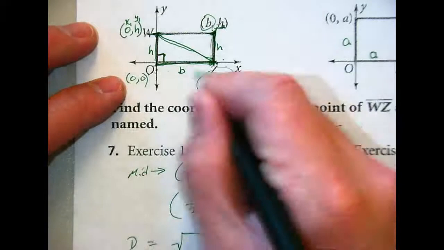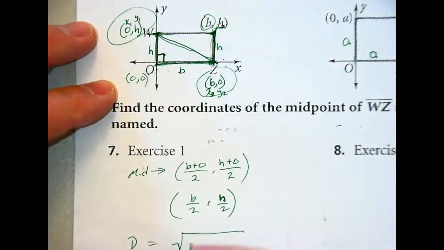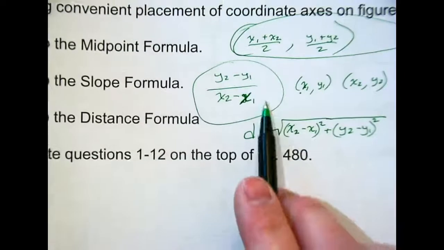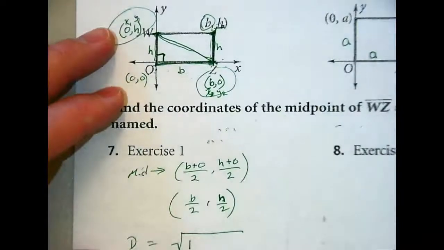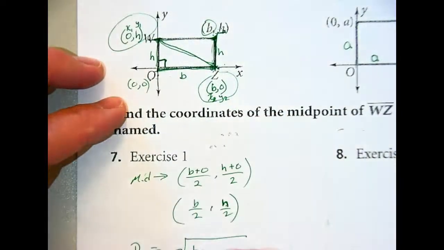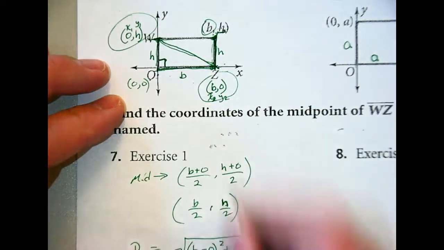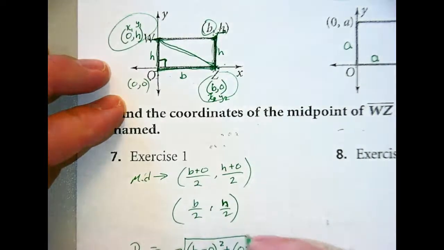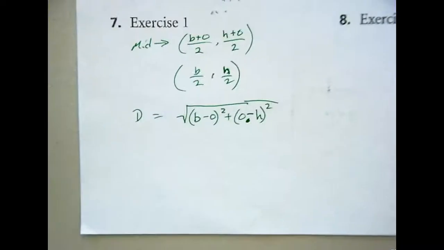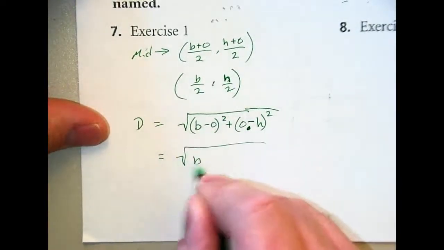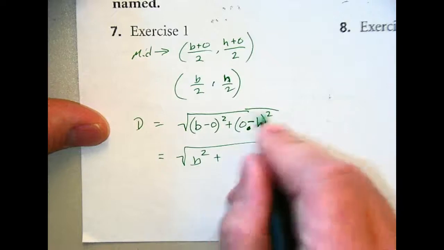So if we say x1 and x2, everyone have the distance formula still in front of them? Yeah. Right here? Okay, we just use our distance formula. So we have our x2 minus our x1, quantity squared, plus our y2 minus our y1, quantity squared. So that ends up giving us the square root of b squared plus negative h times negative h, which is h squared.